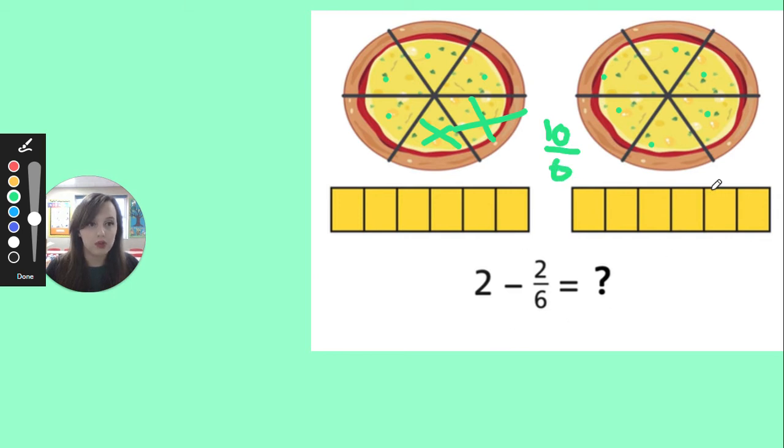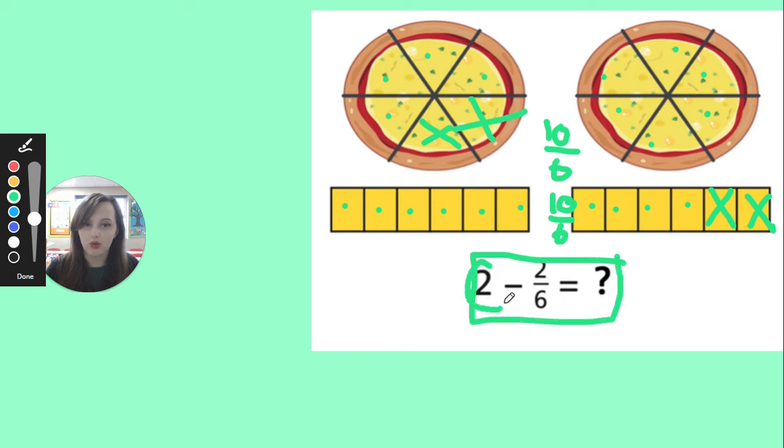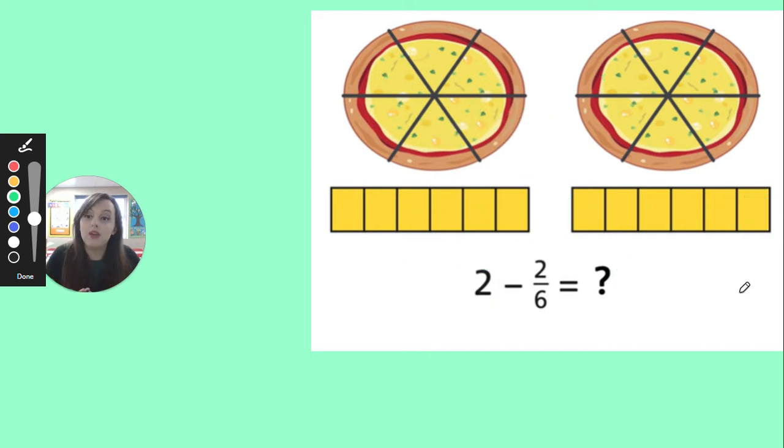If I chop 2 off my bar models that I drew and count up what's left, 1, 2, 3, 4, 5, 6, 7, 8, 9, 10, 10/6 as well. And we know already, if I change my 2 wholes into 12/6 and do my subtraction, I'm left with 10/6, the same answer all the way around. So I can use whichever method works best for me.